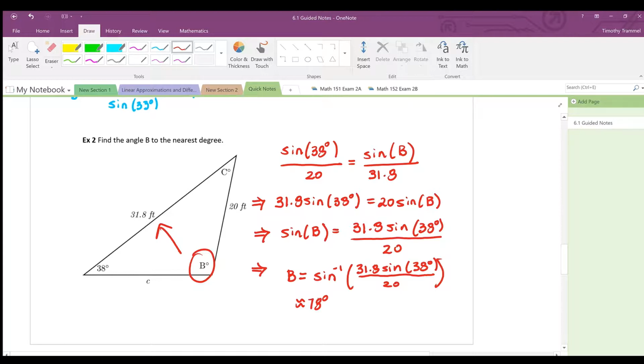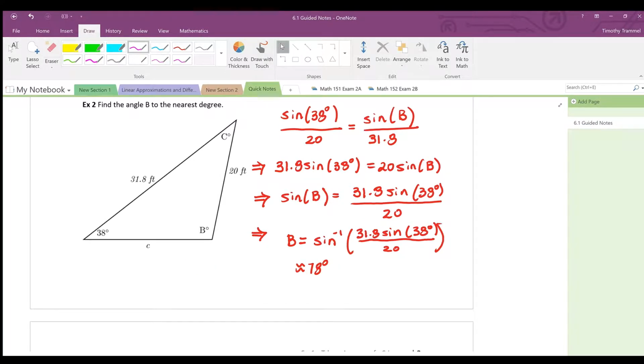Now, does this make sense? Let's look at that picture. And it doesn't make sense. The angle B in this picture is bigger than 90. It's an obtuse angle, and 78 degrees is an acute angle. So this doesn't make sense. Let's think about why we're getting the wrong answer here, and what we can do to make sure we get the correct answer.